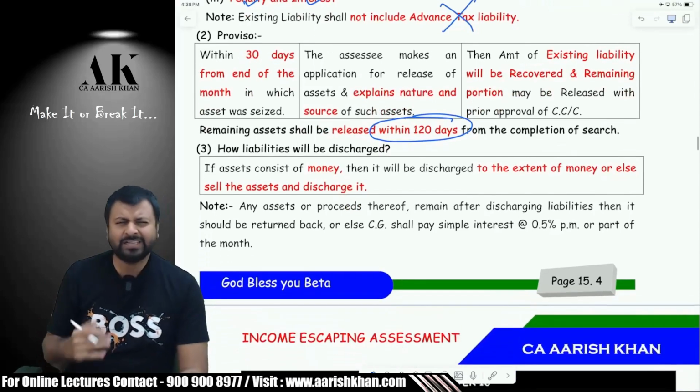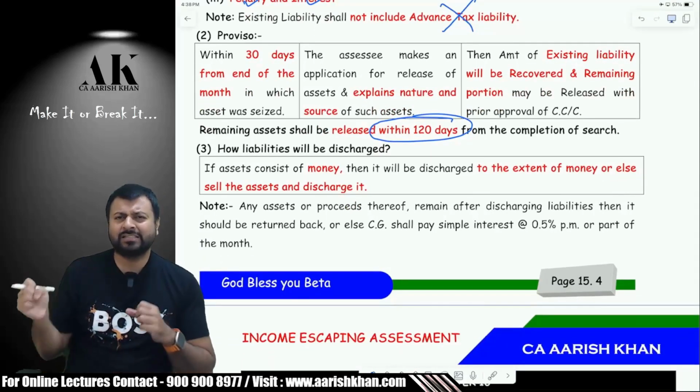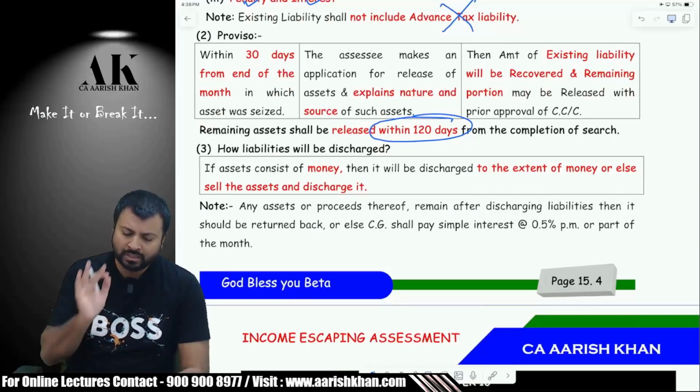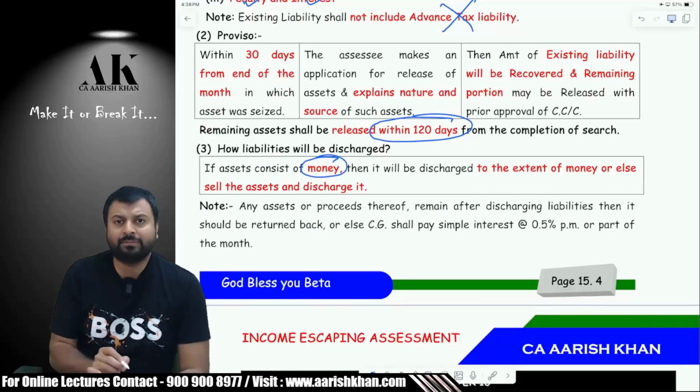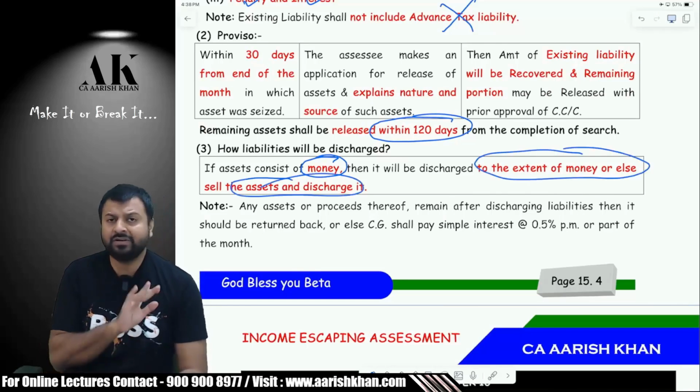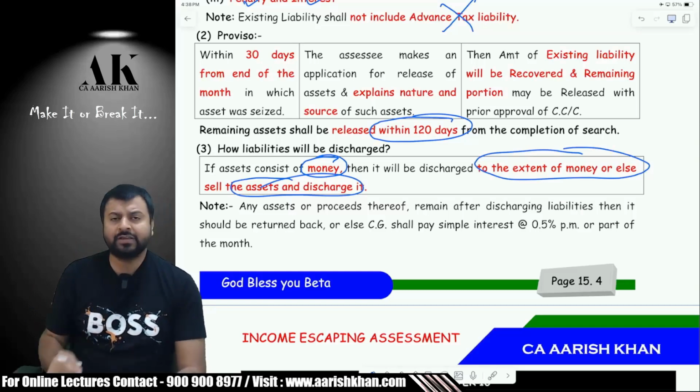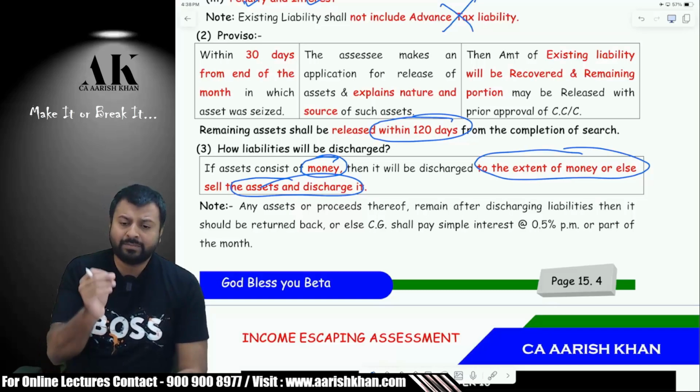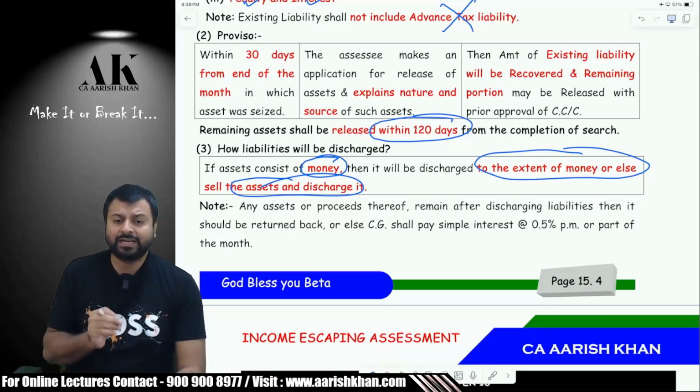Sir, how will the liabilities be discharged, sir? The department has seized my money also. They have seized my assets also. So first they will recover the tax from money, and if money is not sufficient, then they will sell your assets. Okay. So first they will not sell your assets. First they will recover the tax from the money portion, and if the money portion is not sufficient, they will recover the tax from where? From the sale of assets and discharge it.